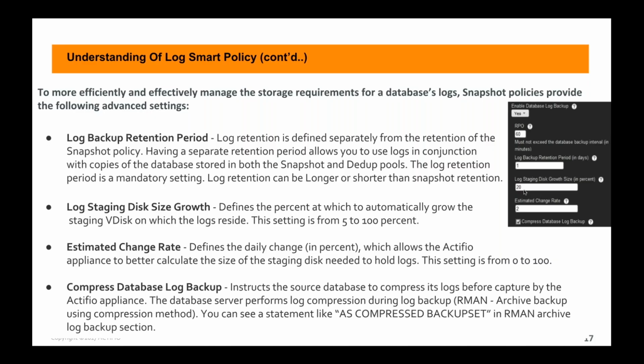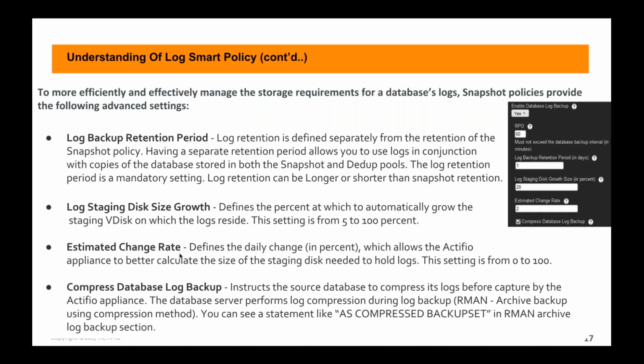And these settings you can just set at the SLA level using a GUI option. So as I said, it is applicable: you can use this SLA for one database or many other databases to maintain the same SLA. And for estimated change rate, either you can choose this log staging disk size growth, or you can have an estimated change rate. And you know that your archive log generation on your database, say for example, it changes, right?